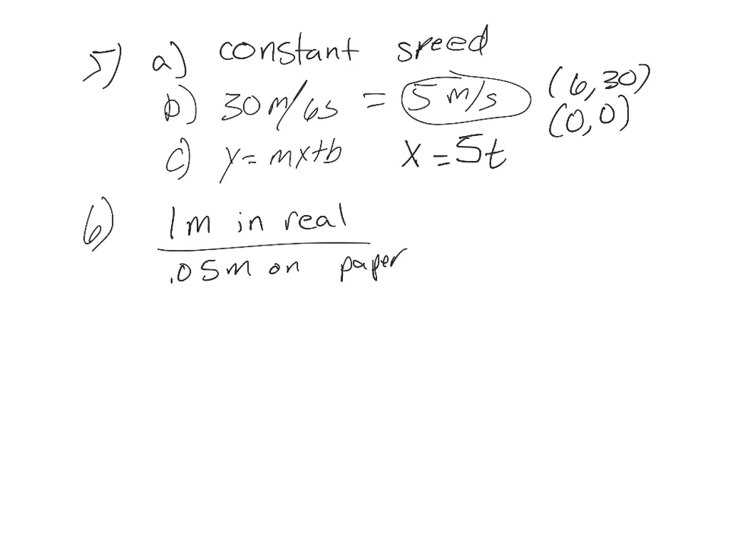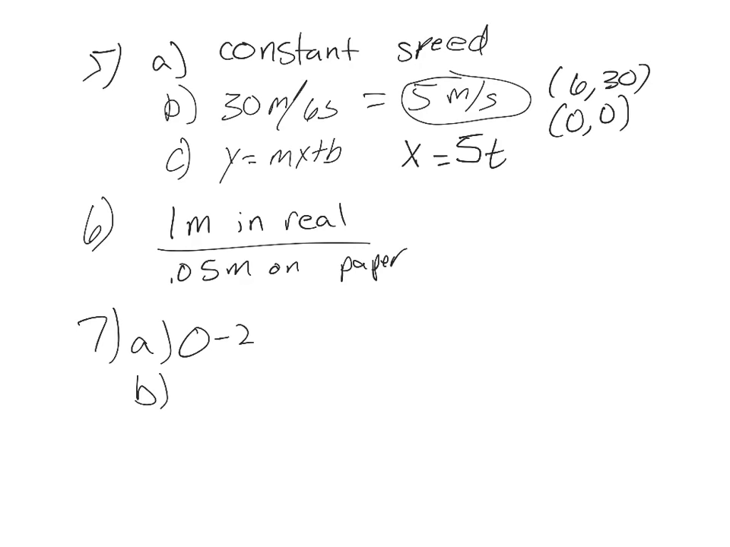Number 7, during what time interval, 7a, what time interval was the object moving the fastest? It would be between 0 and 2. For B, you know this because it has the steepest slope, and if you calculate it, it's 10 meters per second. The other slope is 5 meters per second.